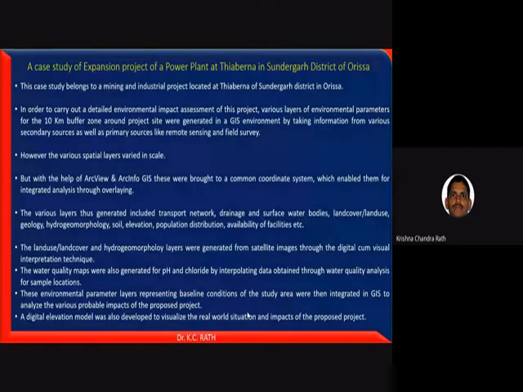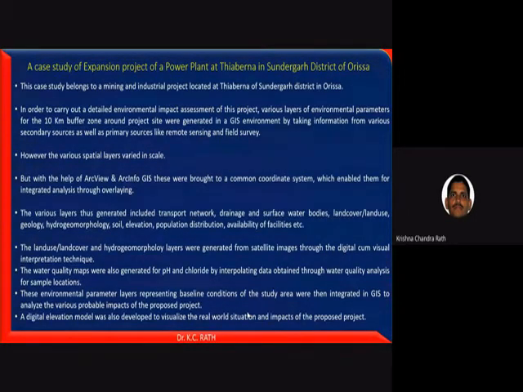This is another case study of an expansion of a power plant project in Sundargarh district. The case study belongs to a mining and industrial project located in Sundargarh. In order to carry out the detailed environmental impact assessment of the project, various layers of the environmental parameters for the 10-kilometer buffer zone around the project site were generated in a GIS environment.